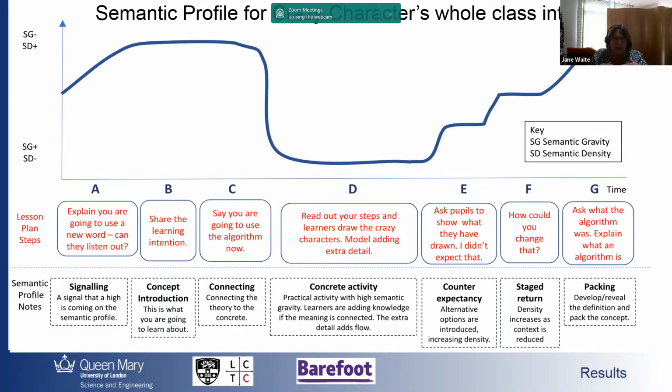And we're starting now to decrease the density, because it's just questions like, how could you make those instructions better? So it's not, and it's in general, how in general could you improve your instructions? So we're moving away from it just being about drawing that crazy character. And then we ask them to give a general definition about what they think an algorithm is. And at that point, we've really got the punch in there, in that now we've got this dense bit of vocabulary again, and we're being very generic, so the context is open, so the gravity is weak.